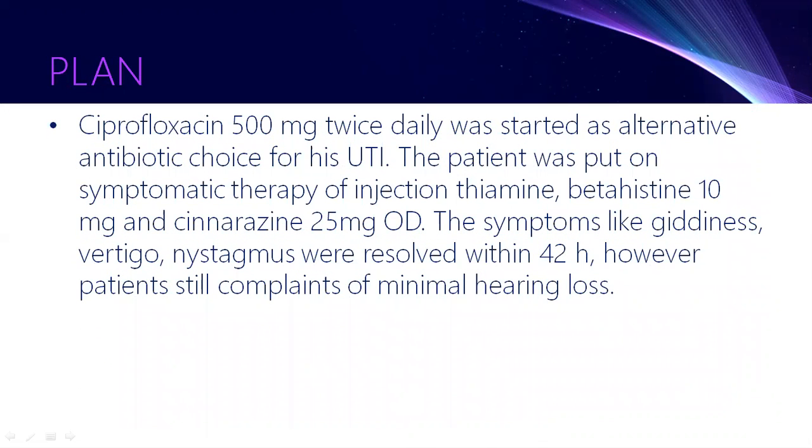Plan. Ciprofloxacin 500 mg twice daily was started as an alternative antibiotic choice for his UTI. The patient was put on symptomatic therapy of injection thiamine, betahistine 10 mg, and cinnarizine 25 mg OD. The symptoms like giddiness, vertigo, and nystagmus resolved within 42 hours. However, the patient still complains of minimum hearing loss.